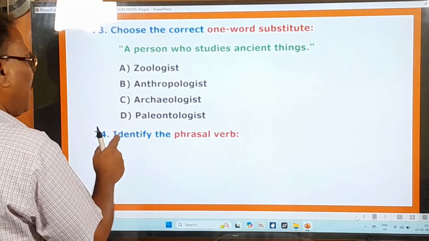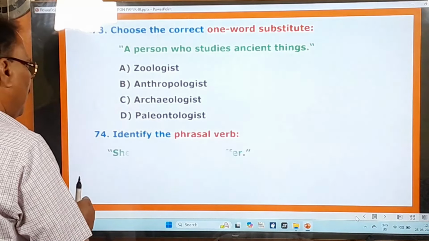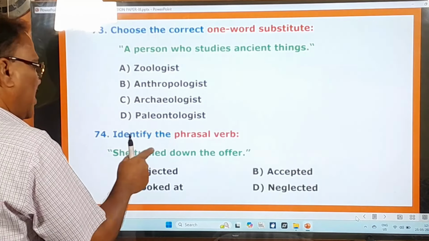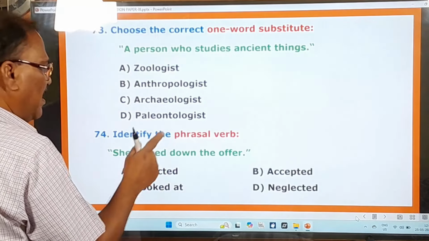74th question. Identify the phrasal verb. She turned down the offer. Rejected, accepted, looked at, neglected.